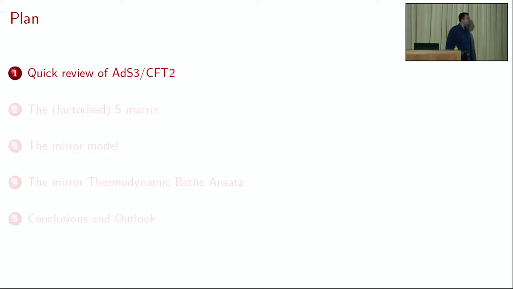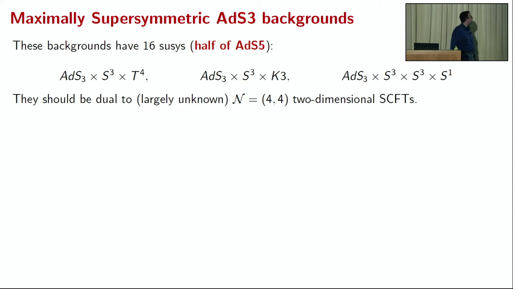So let's start with a review of AdS3 CFT2. And I will focus on the most supersymmetric and nicest backgrounds. These have half as many supersymmetries as AdS5, 16 Killing spinors. And they're all of the form AdS3 cross S3 cross something else. Something else could be T4, K3, or another sphere S3 cross S1. And all these are supposed to be dual to some two-dimensional conformal field theory with N=(4,4) supersymmetry.